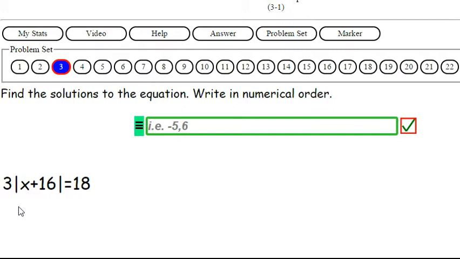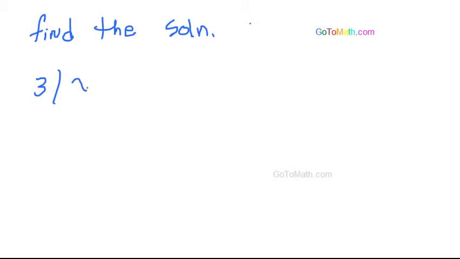So we'll want to write this down. We're going to go over to the marker board and find the solutions. Okay, so we want to find the solutions to this equation, and we'll just abbreviate it SOLN. So we have 3 times the absolute value of x plus 16 is equal to 18.